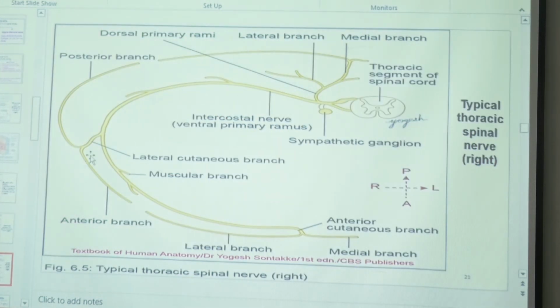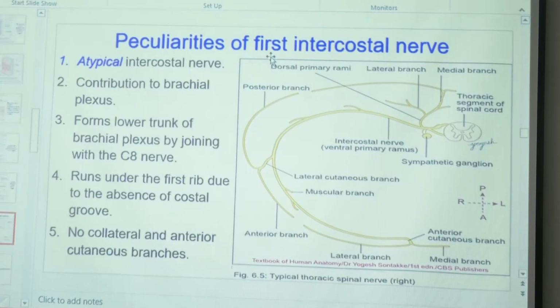Okay, different branches have been shown: muscular branches, lateral cutaneous, anterior cutaneous, dorsal. So these are the peculiarities of the first intercostal nerve. It is an atypical intercostal nerve, contributing to the lower trunk of the brachial plexus. It forms the lower trunk of the brachial plexus by joining with C8 and runs under the first rib due to the absence of the costal groove. No collateral and anterior cutaneous branches.